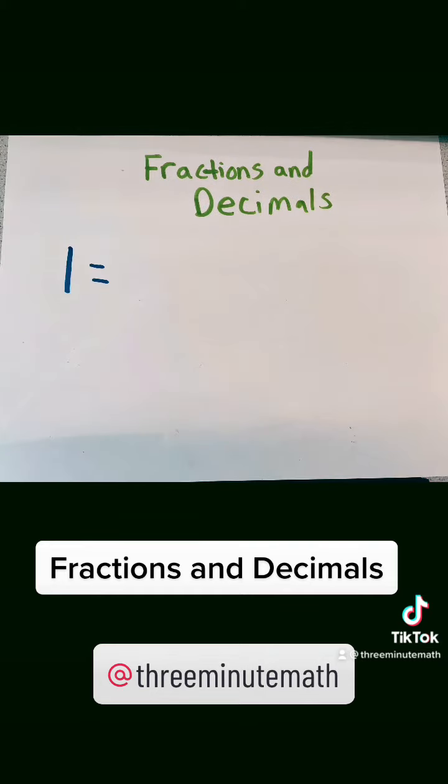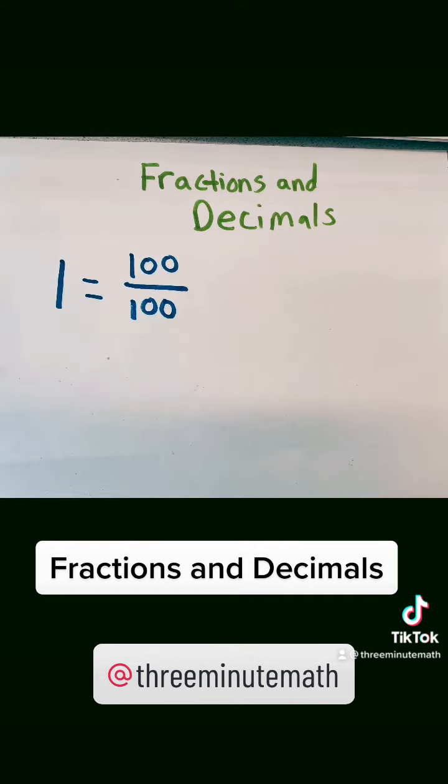So let's actually start off by looking at the number 1. What fraction could we write to represent the number 1? Well, one fraction that equals 1 is 100 over 100. We're going to use this idea to write some decimals.